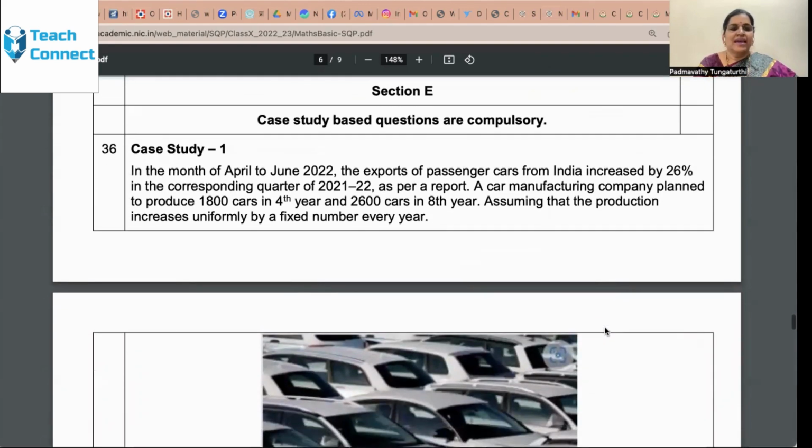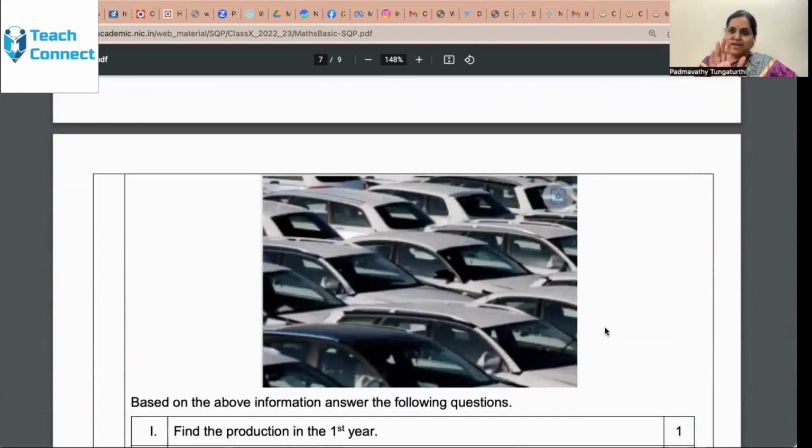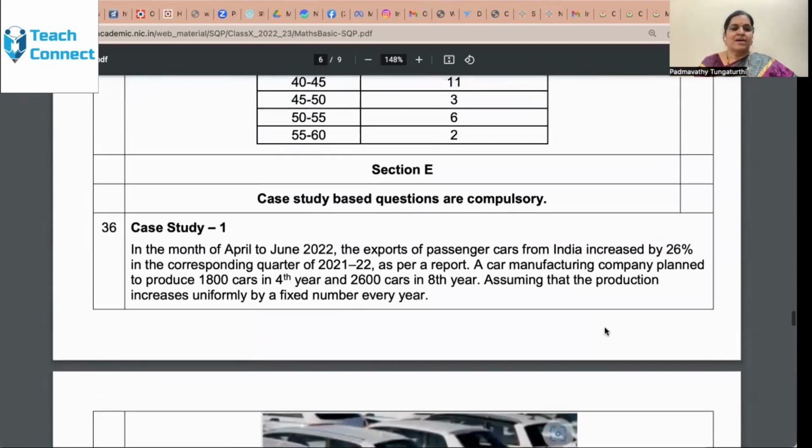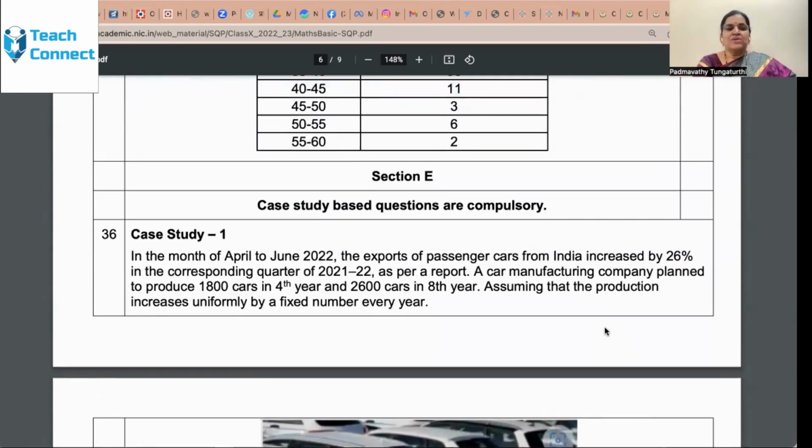Section E, case study based questions. Wow, there are big cars given over here. Let the child look at the cars first. So many cars are being manufactured. The child will think that one day I too should be able to drive such a kind of car on my own. In the month of April to June 2022, the exports of passenger cars from India increased by 26%.